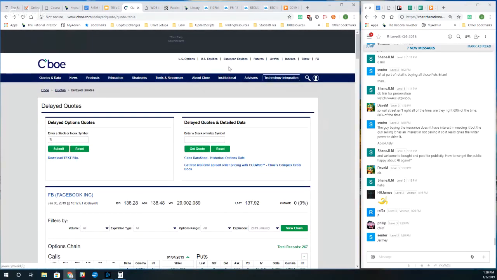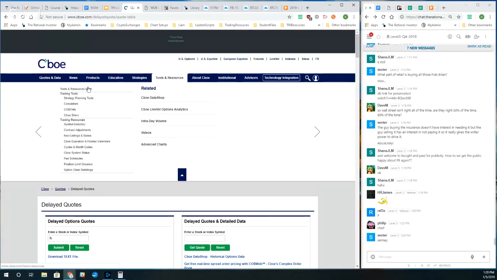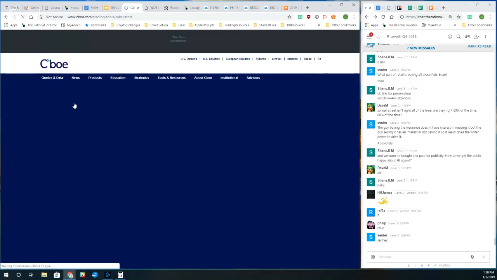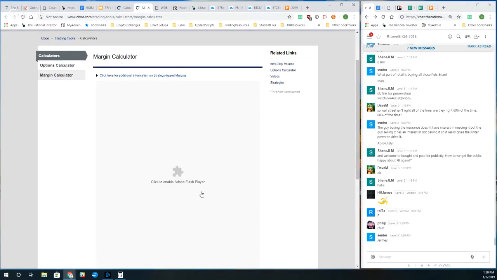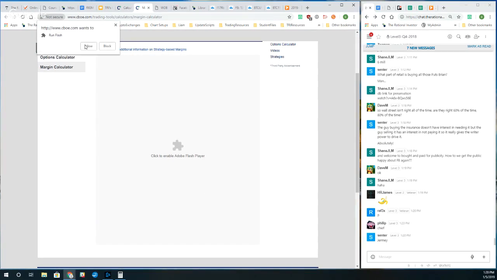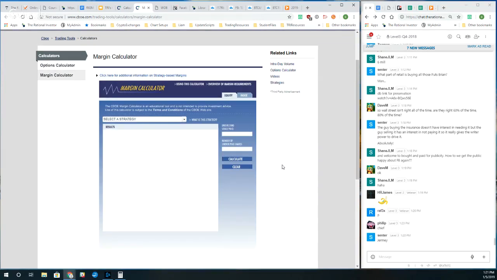If you actually come up here and you come into the margin calculator, where are the tools? Maybe it's in here. Margin calculator. Here we are. Now, I'm not going to, how do I do this? I guess Google doesn't like Flash, but anyway.